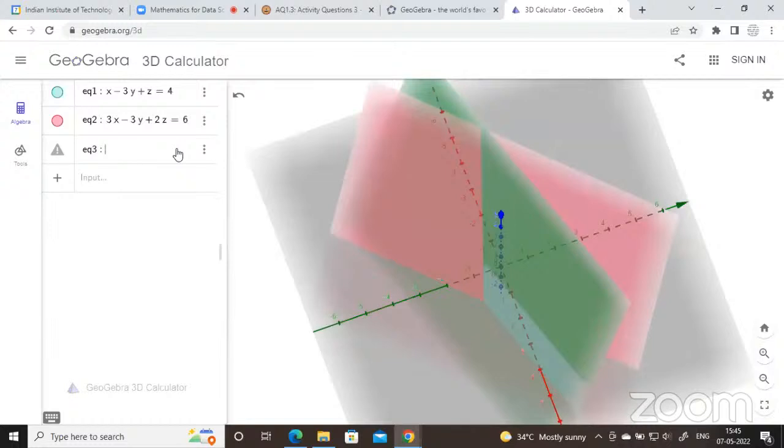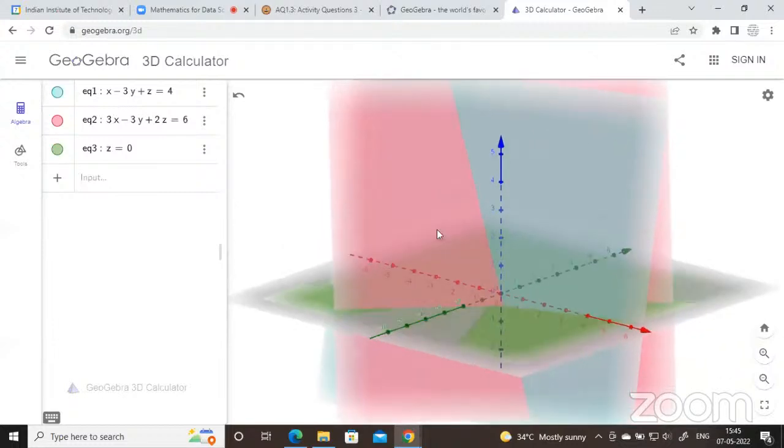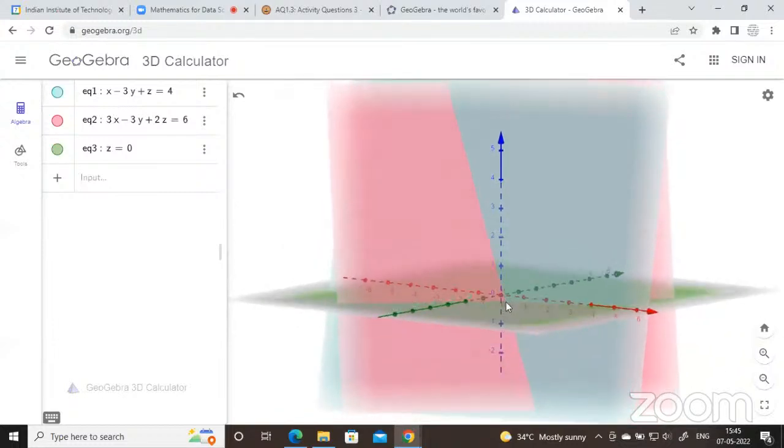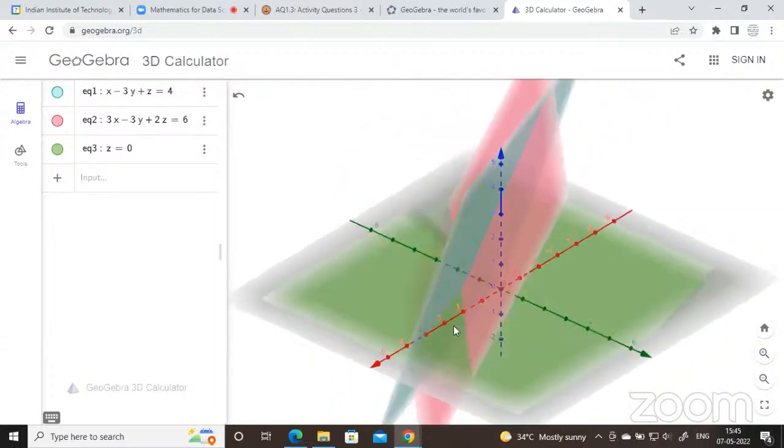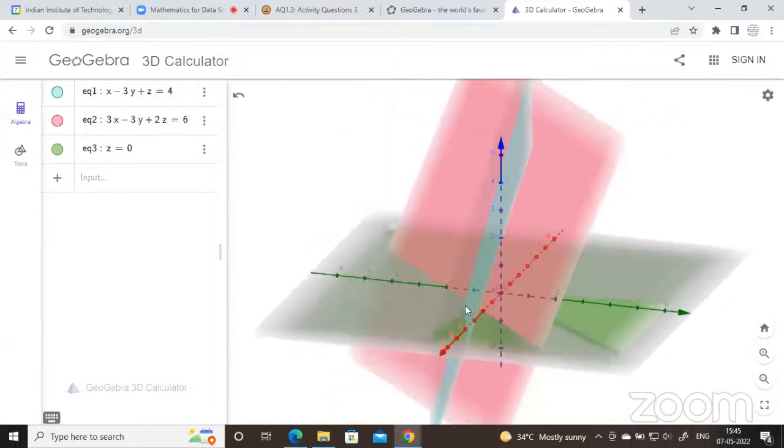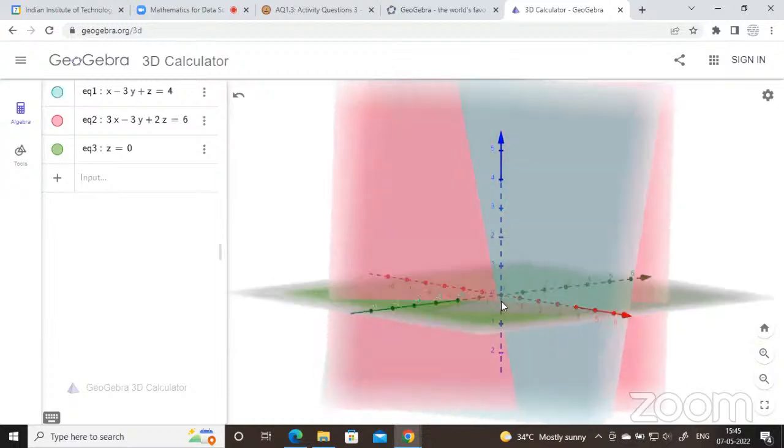Z is equal to 0. Now there is a unique solution, right? This is that solution. Z is equal to 0 means on the xy plane. So wherever these 3 planes intersect, this is my unique solution.